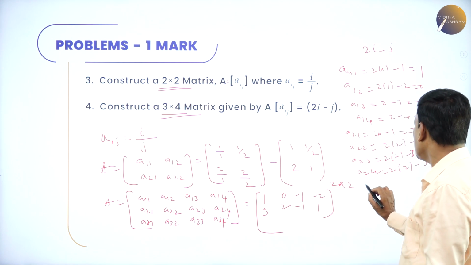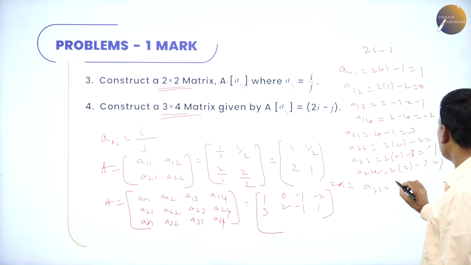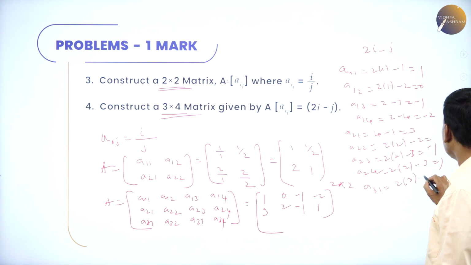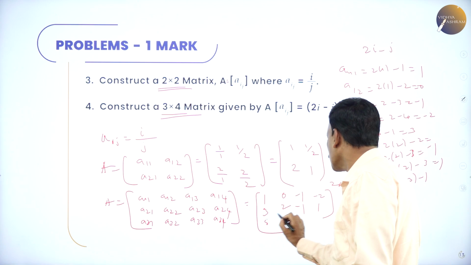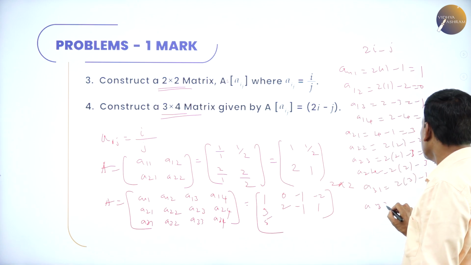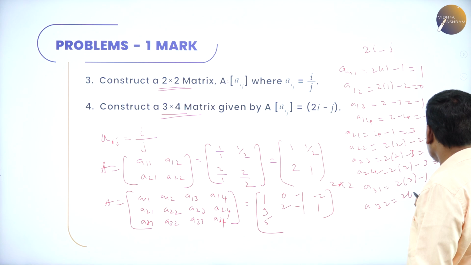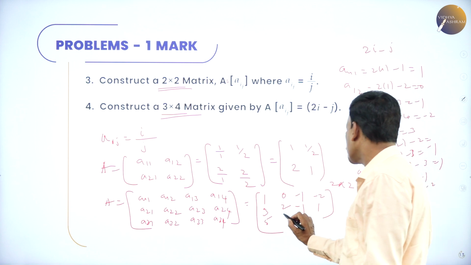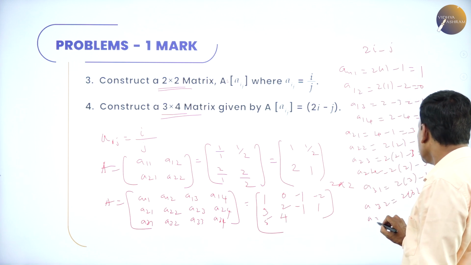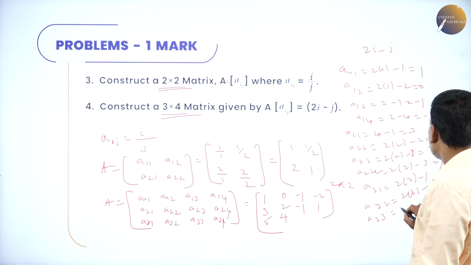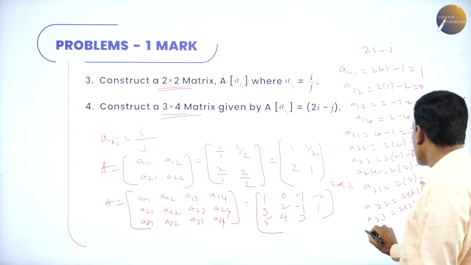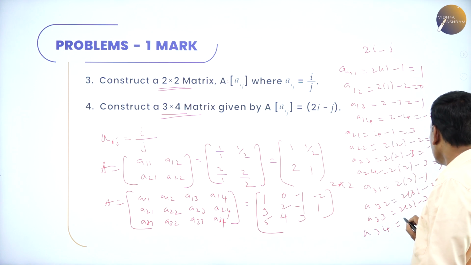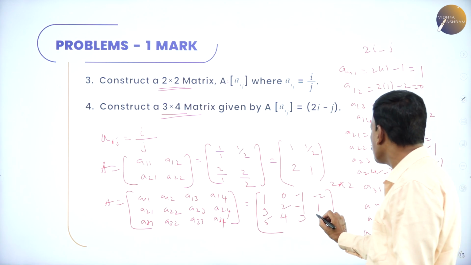So similarly A31, 2 into 3 minus 1. 6 minus 1 is 5. Then A32, that is 2 into 3 minus 2. That is 2 into 3, 6 minus 2. 6 minus 2 is equal to 4. Again A33. A33 means 2 into 3 minus 3. 6 minus 3 is again 3. And the last element A34. 2 into 3 minus 4. That is nothing but 6 minus 4 is equal to 2.